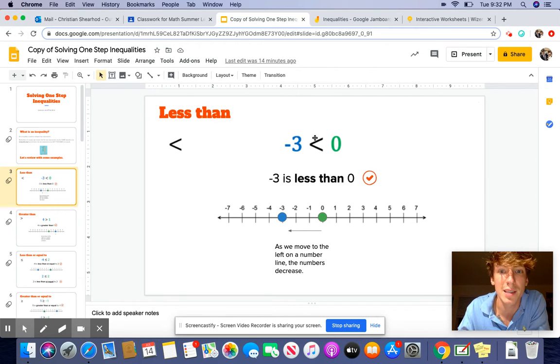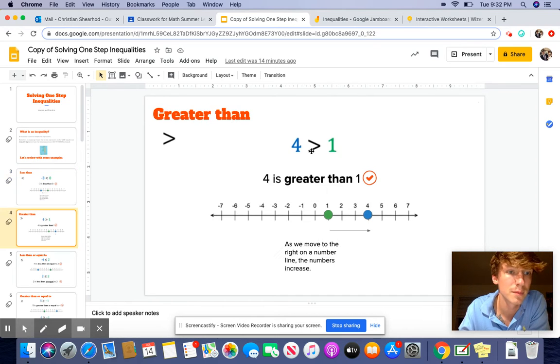The way you read these signs is from the left, okay? So if the left is the small side, it's going to be the less than side. Greater than. So we have 4 is greater than 1. We're reading it as greater than because the bigger side is on the left. The big side is going towards the 4.